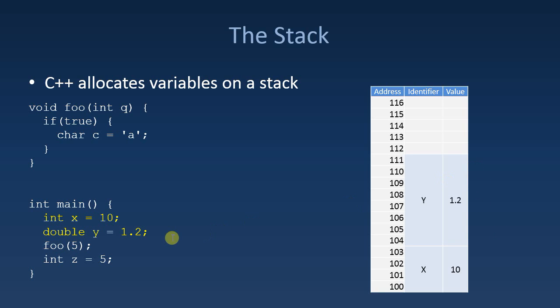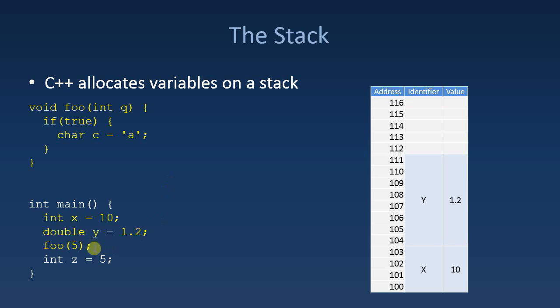Y takes some space, then we call a function, and that function starts just building on top of the stack and uses some space for Q and then for C. And as we finish with things, we pop them off the stack. So C, we're done with that, it goes away. We're done with this function, so Q can go away.